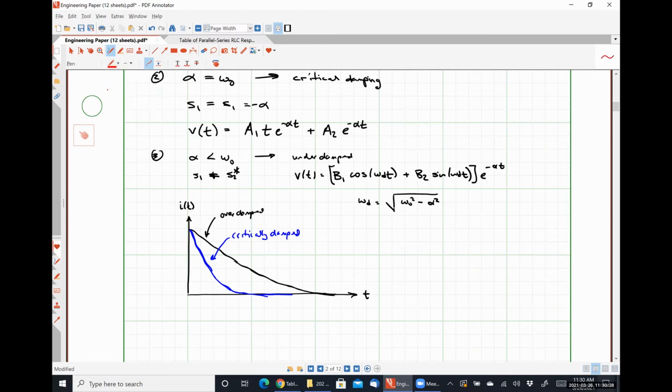What this would look like, I used a red color for this, is that compared to an overdamped system, we're going to hit 0 really quickly. We're going to overshoot it. It's going to come back around.